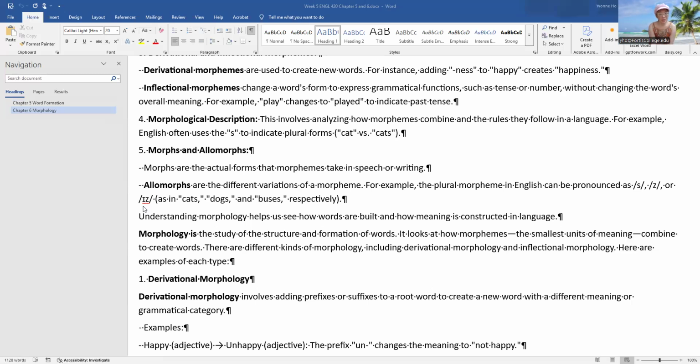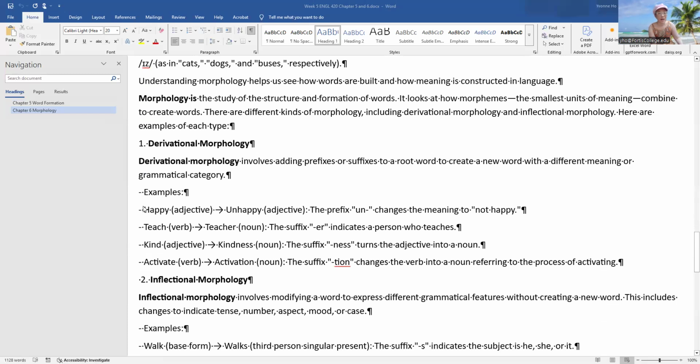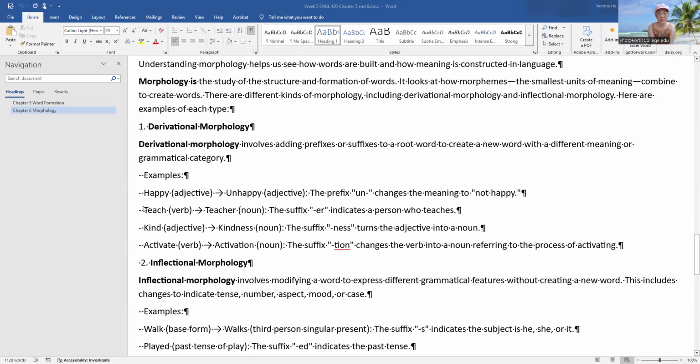Anyway, understanding morphology helps us see how words are built and how meaning is constructed in a language. Morphology is the study of the structure and formation of words. It looks at how morphemes, the smallest units of meaning, combine to create words. Now I'm going to repeat what I just said, except in a little more detail. That's the thing about learning something new: the more you repeat, the more you remember.